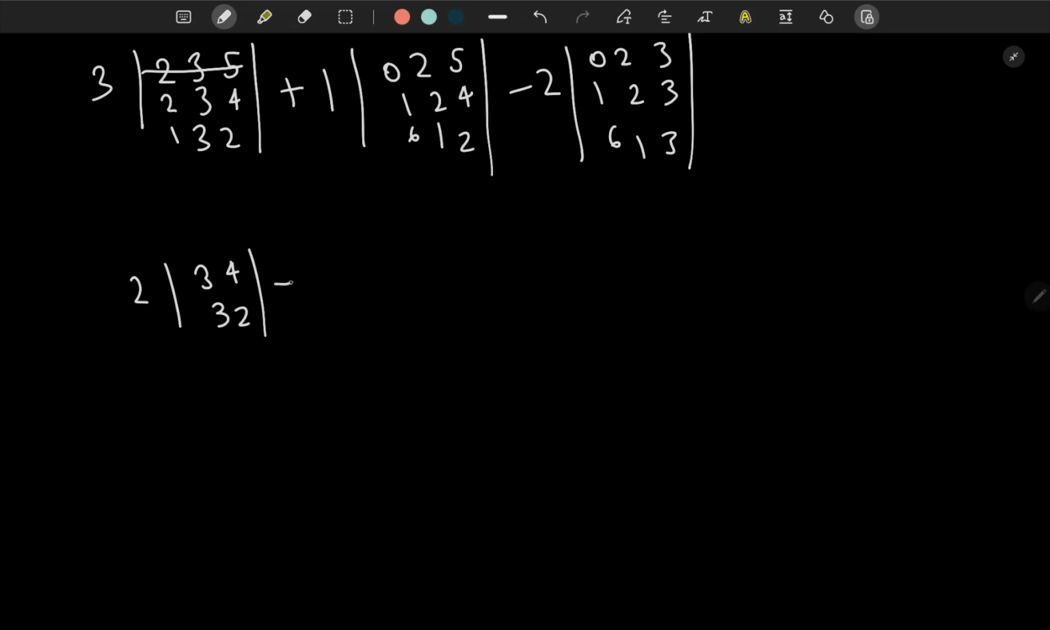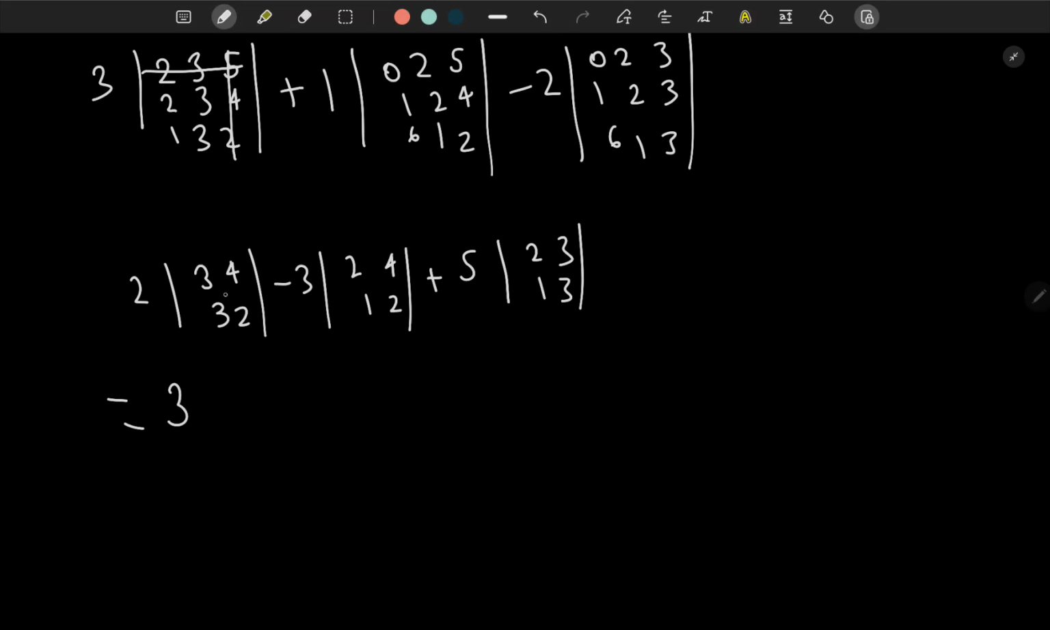It is 3, but the sign is going to be -3 since it keeps alternating, and then open brackets, and now cross the first row and the second column. So now you're left with the 2 by 2 matrix of 2 4 1 2, and the last is just +5. And now you have to cancel the first row and the last column, 2 3 1 3, and simplify this and you will get the answer of 3 here.